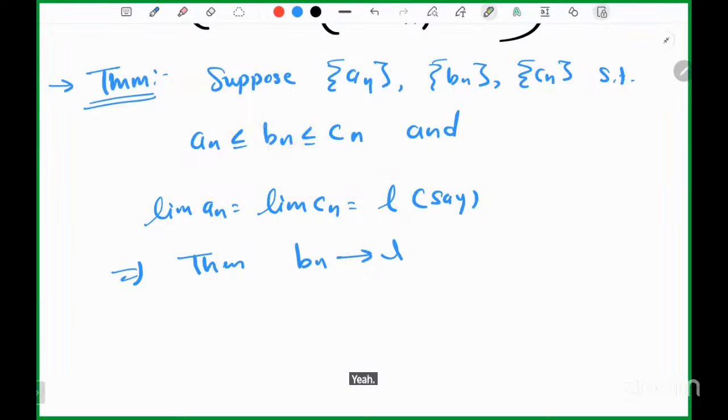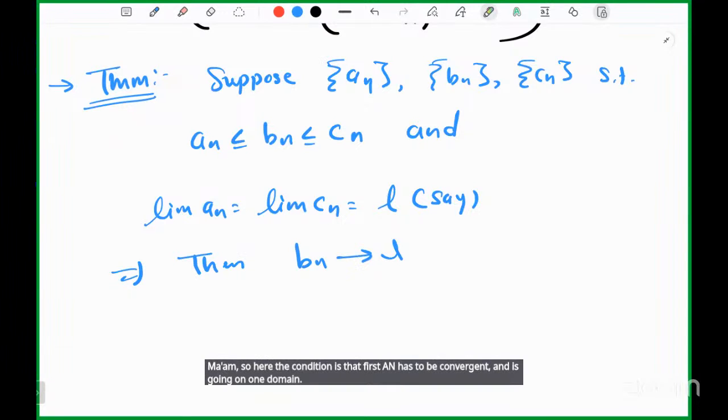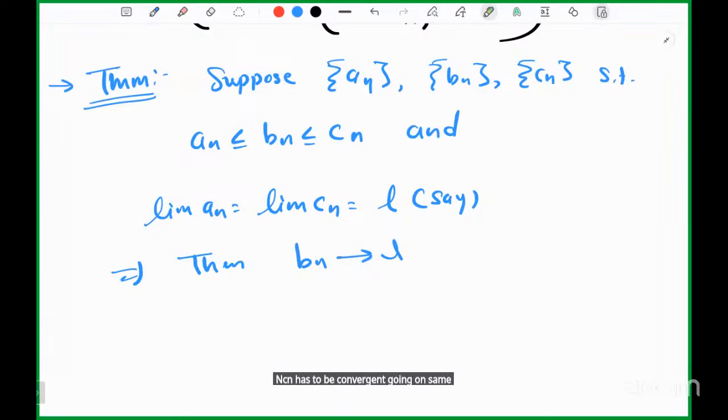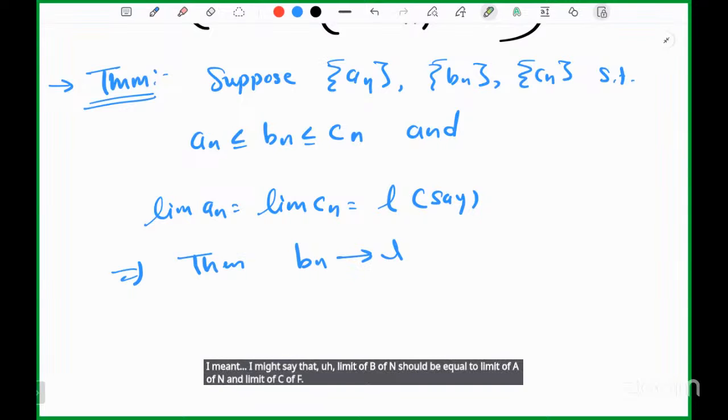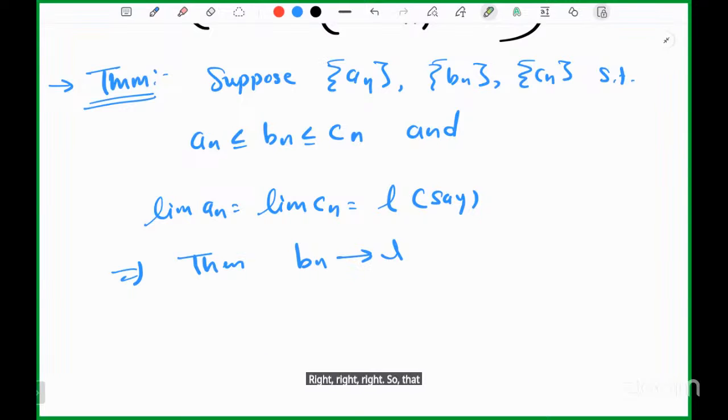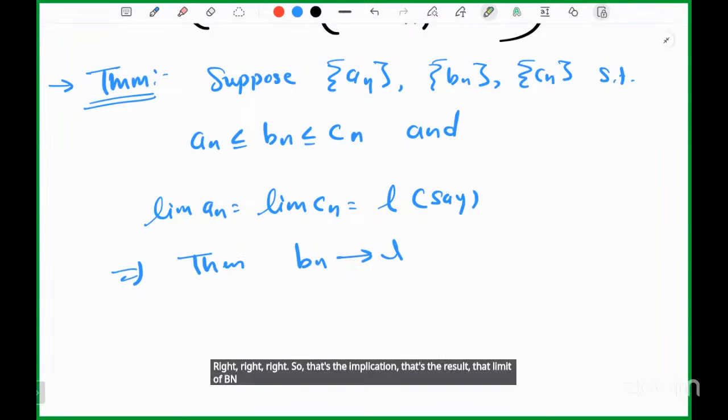Any doubt? Ma'am, so here the condition is that first a_n has to be convergent and going to one limit, and c_n has to be convergent going to the same limit, then only the case applies. Correct. Then only you can apply. So b_n is intermediate between a_n and c_n, right? I meant to say that the limit of b_n should be equal to the limit of a_n and the limit of c_n. So that's the implication, that's the result: the limit of b_n will be the same as the limit of a_n and the limit of c_n.